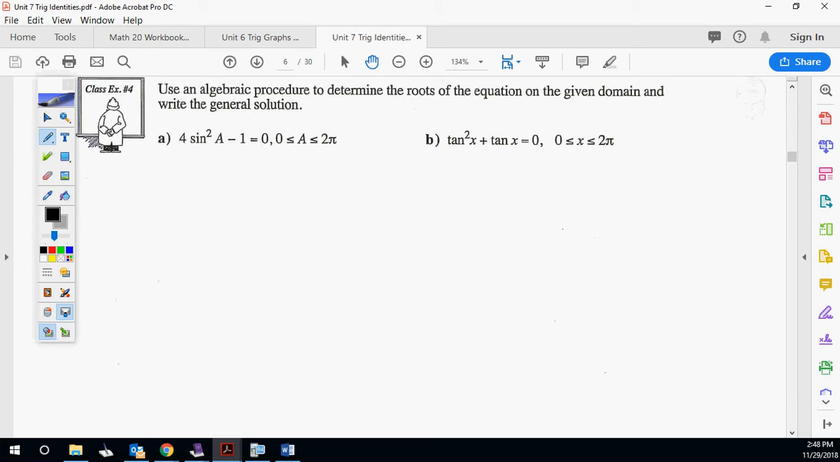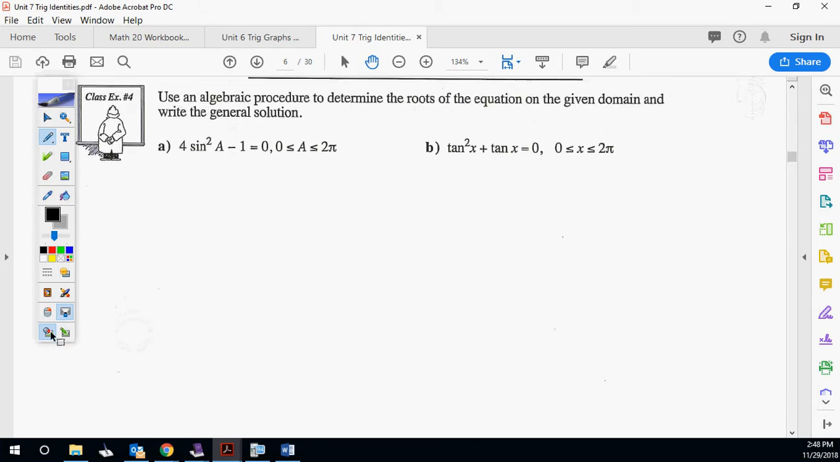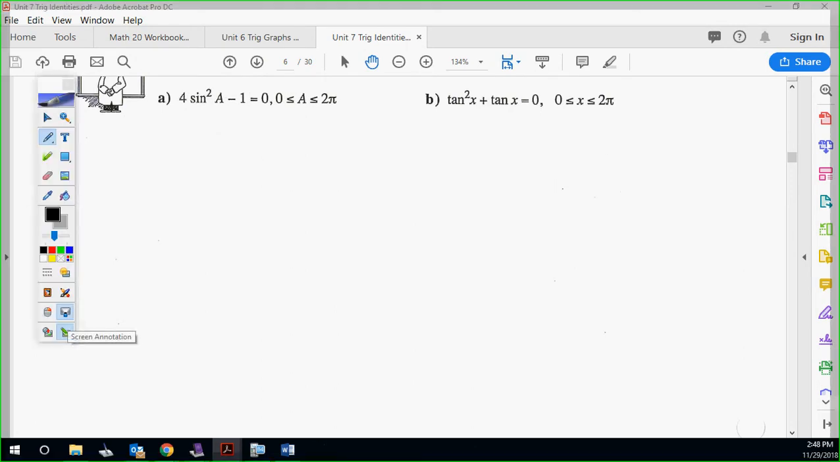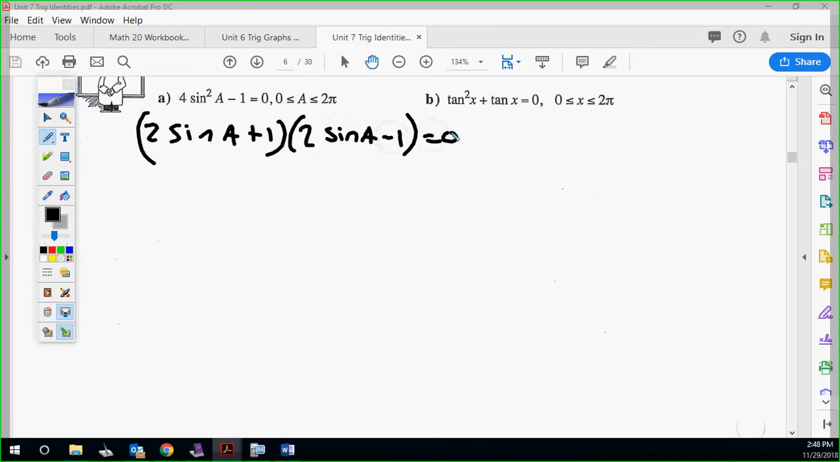Use an algebraic procedure to determine the roots of the equation on the given domain. Okay, so we're staying between 0 and 2 pi. All right, good. Solving for a is just a variable, doesn't matter. They gave us the one we already factored earlier, so we know this factors to 2 sine a plus 1, 2 sine a minus 1. Right, so we're looking for when sine a is -1/2 and sine a is +1/2.